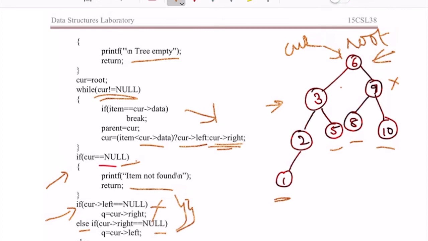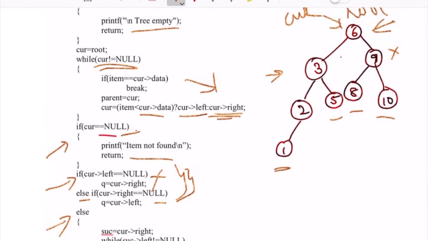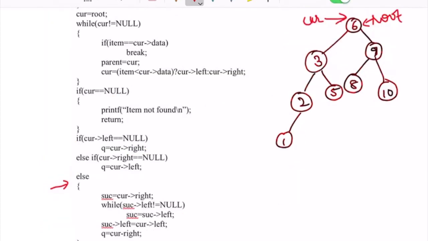So let us take a look at the else part. We are just saying SUC, that is the successor, is current's right. We are just giving a name to current's right child, so the current's right child is going to be called the successor, SUC. We have to attach the node 3 to the left of node 8, so we are first going to find a way to reach the node 8.